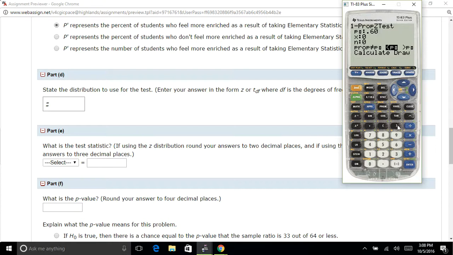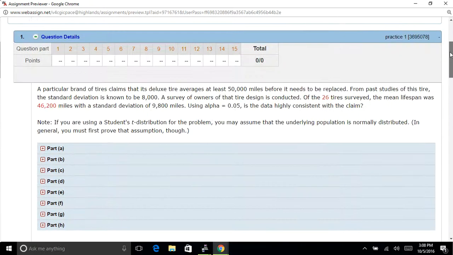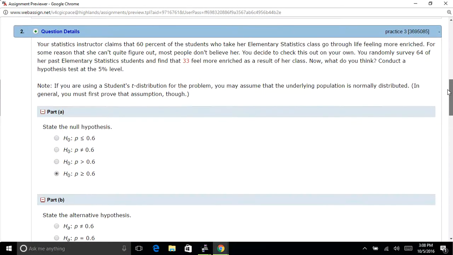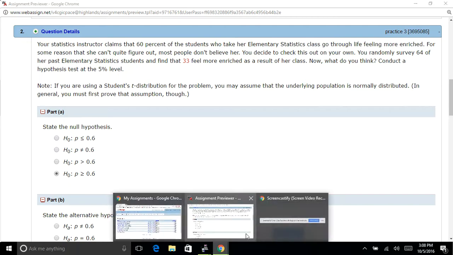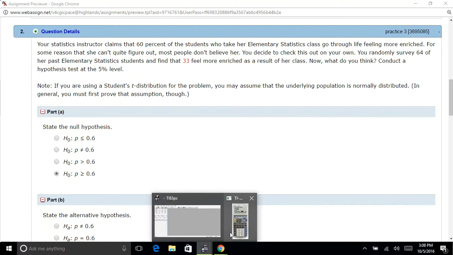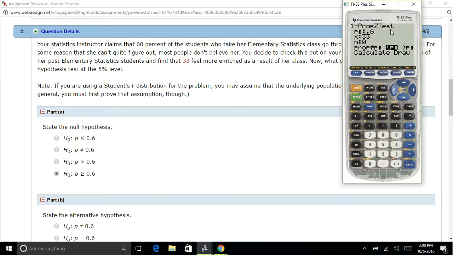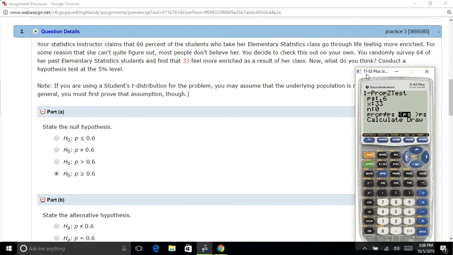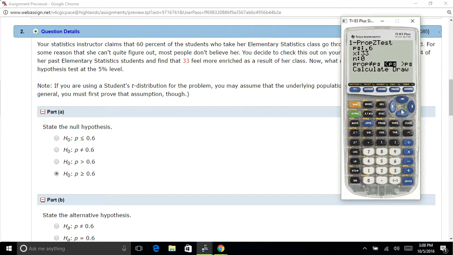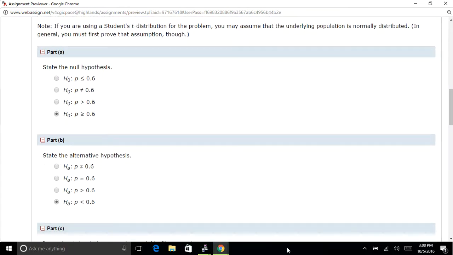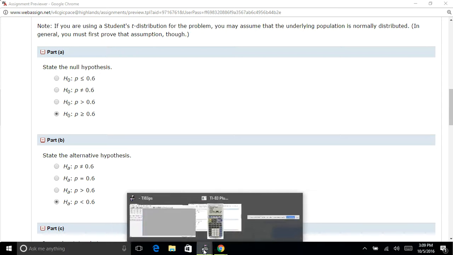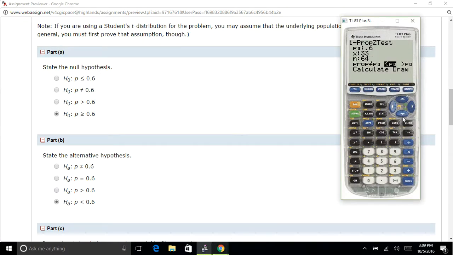Okay, x is the number of students who answered. Let's go back up to the problem and I'll show you. She finds 33 of them feel more enriched in the class. That's where I'm getting that 33 from. n is for everybody in the class that was surveyed, so that's 64. I also need to go to my alternative and make sure it was less than, so I'm going to put that in there. This is going to be a less than down here, and then I hit calculate.